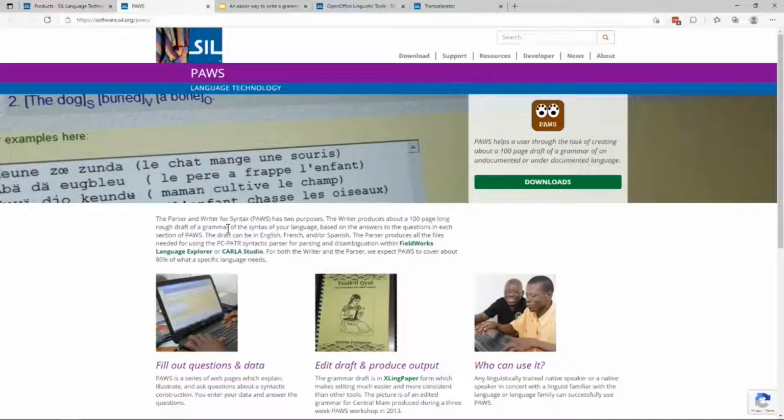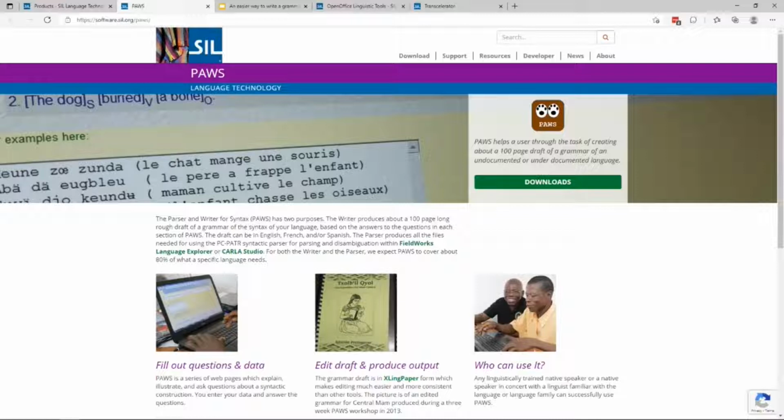In our organization, we're always encouraged to produce, to write, to document, to share the information we have. But that is a lot of work, and a lot of our translators and linguists are among the most overworked people in our organization. They just have a hard time sitting down and writing and documenting grammars and things. So this software tool called PAWS was designed to help facilitate that.